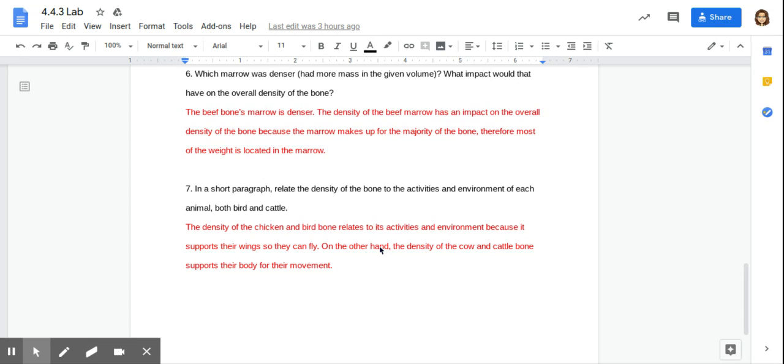Now, cattle, we know some of them might travel in the wild, though we mostly see cows on farms, but they need strong bones to keep them supported and to help them with movement. So they need to have those dense, heavier bones. Just thinking about what each organism does, you can describe that in this question. You could say chickens and birds need light bones to be able to fly, whereas cows and cattle need the heavier, more dense bones for body movement and support.